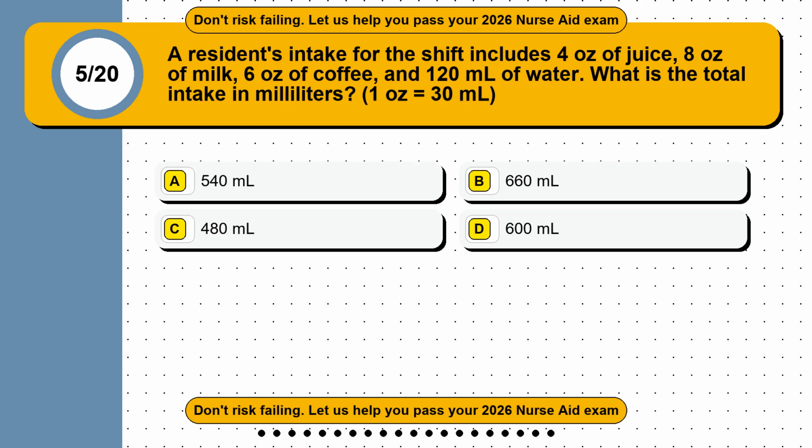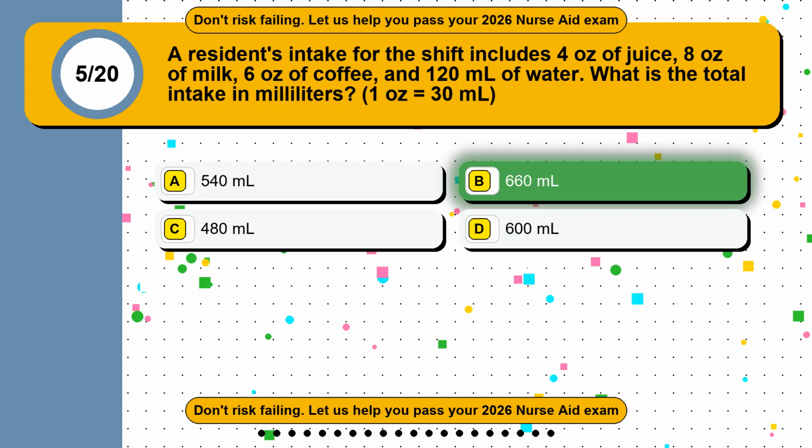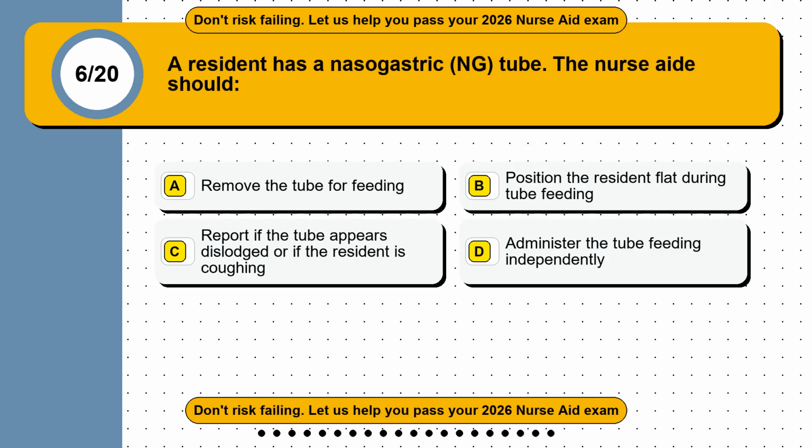Question 5. A resident's intake for the shift includes 4 ounces of juice, 8 ounces of milk, 6 ounces of coffee, and 120 ml of water. What is the total intake in milliliters? 1 ounce equals 30 ml. Option A. 540 ml. Option B. 660 ml. Option C. 480 ml. Option D. 600 ml. The correct answer is option B. 660 ml.